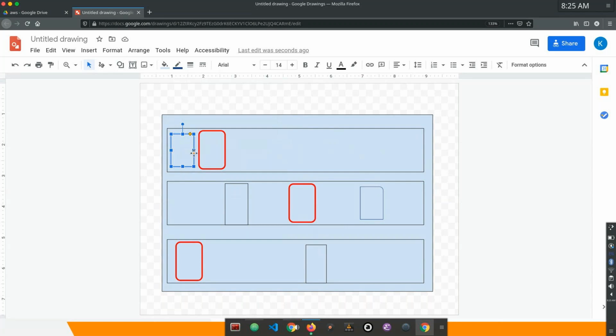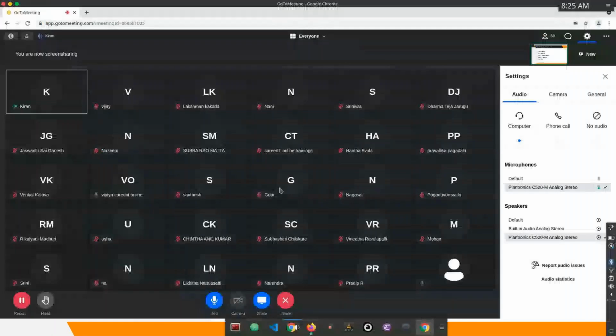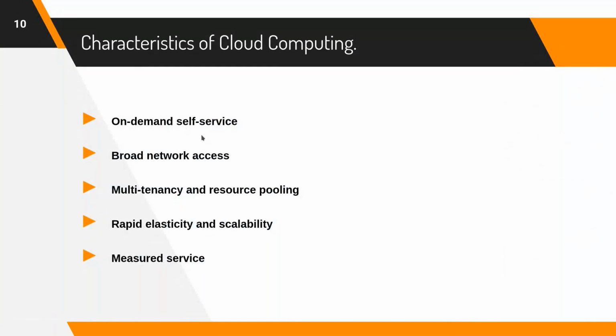So that's what we call multi-tenancy and resource pooling. Tenancy means, you have a shopping mall. The shopping mall is owned by one group of companies or one company, but they rent their individual outlets to different users.